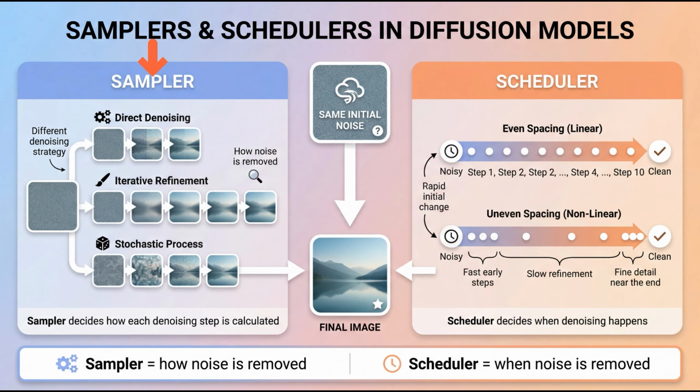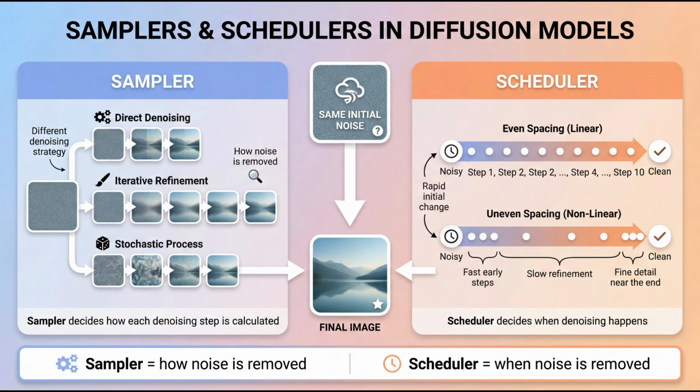The sampler decides how noise is removed. It defines the strategy the model uses to go from noisy to clean. Different samplers use different mathematical paths to denoise. Some remove noise more directly. Some refine the image gradually. Some are more random and creative. Some are more stable and precise.